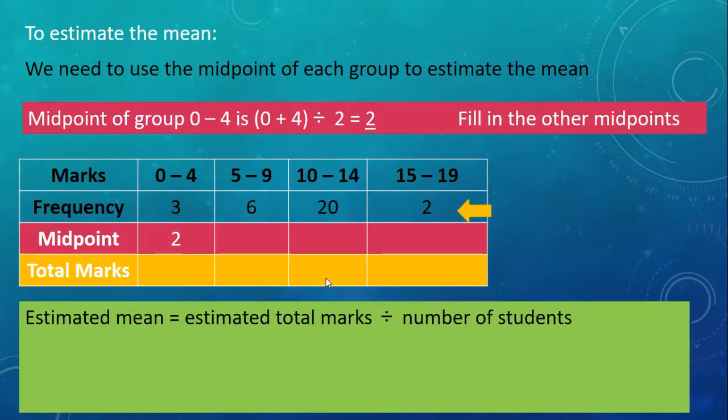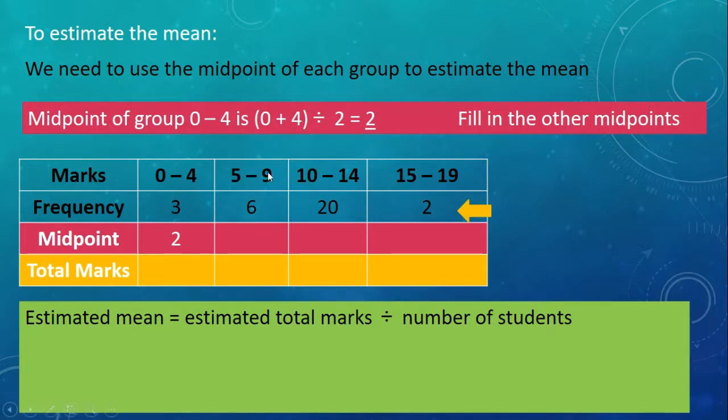The first part was to estimate the mean. To estimate the mean of grouped data, we need to use the midpoint of each group. The way we find the midpoint is we add the 2 extremes and we divide by 2. So 0 plus 4 is 4, divided by 2 gives us the midpoint of 2. Can you now find the midpoints of all of the other groups? We add the 2 extremes and divide by 2 to get our midpoint. Let's see if you got that right.